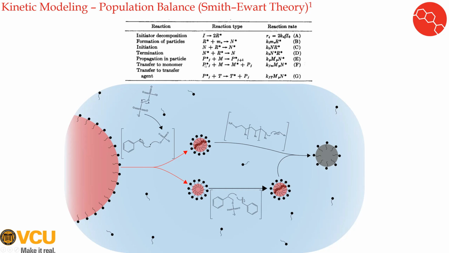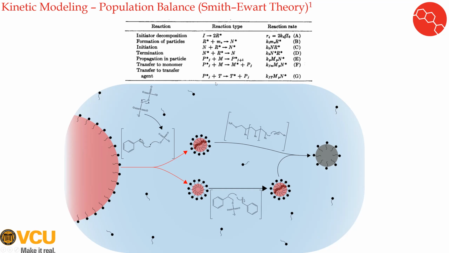Another thing that could happen is, in contrast to row E, again, a non-radical monomer molecule enters, and there's a reacting polymer chain in there. And instead of adding the monomer onto the polymer chain, it just transfers the radical to the monomer. And so we result with a polymer chain with no radical, and instead a monomer with a radical.